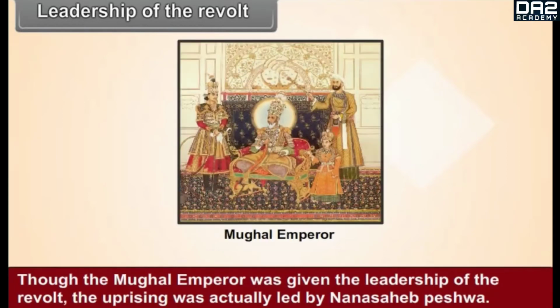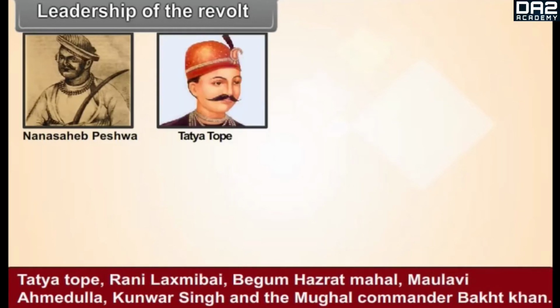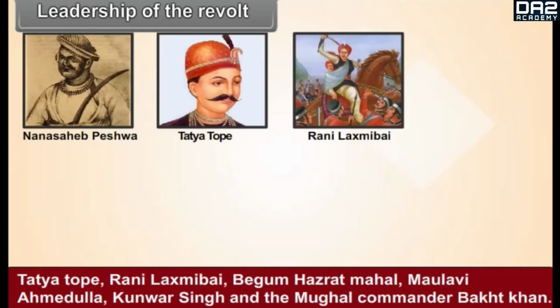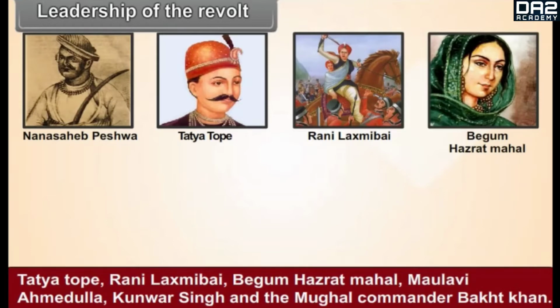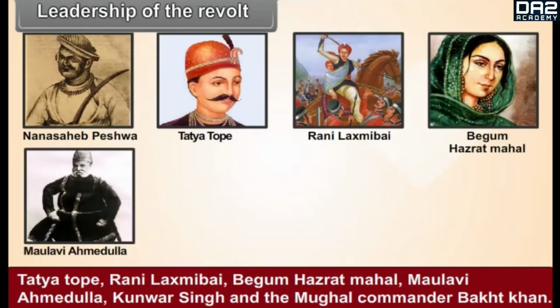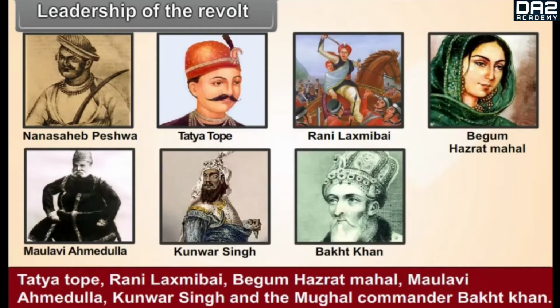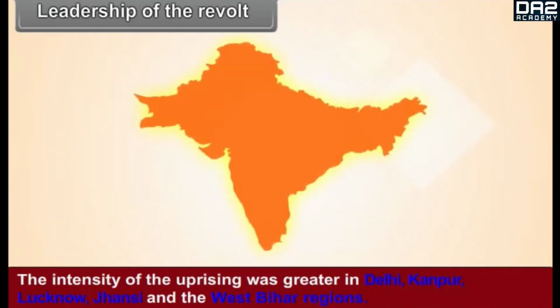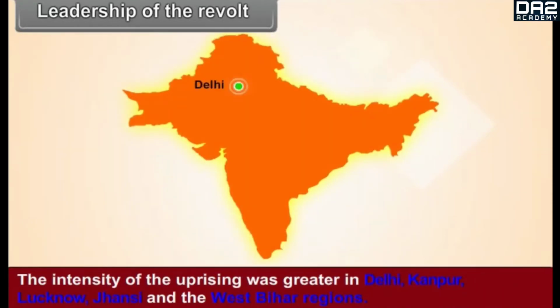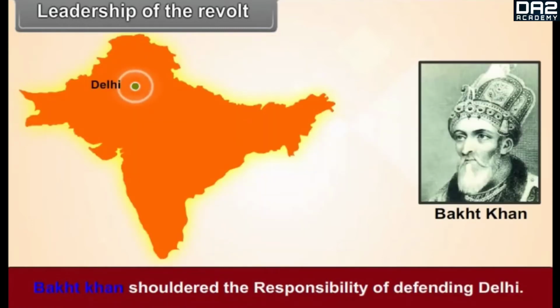Leadership of the revolt. Though the Mughal emperor was given the leadership of the revolt, the uprising was actually led by Nana Sahib Peshwa, Tatya Tope, Rani Lakshmibai, Begum Hazrat Mahal, Maulavi Ahmadullah, Kunwar Singh and the Mughal commander Bakht Khan. The intensity of the uprising was greater in Delhi, Kanpur, Lucknow, Jhansi and the West Bihar regions. Bakht Khan shouldered the responsibility of defending Delhi.